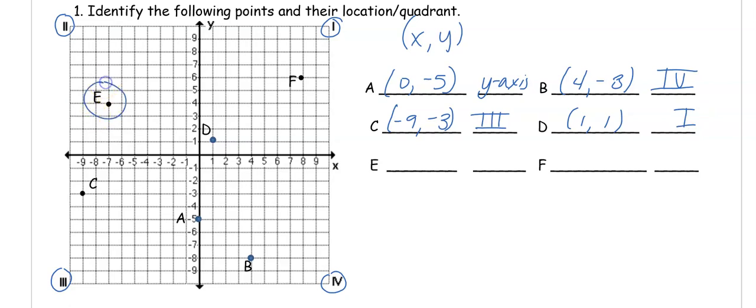E is located right here. We went to the left 7, so that's negative 7, and we went up 4. That is in quadrant 2. And then lastly, F is located right here. That one we went to the right 8, which is a positive 8, and we went up 6, positive 6. Okay, this is located again in quadrant 1.